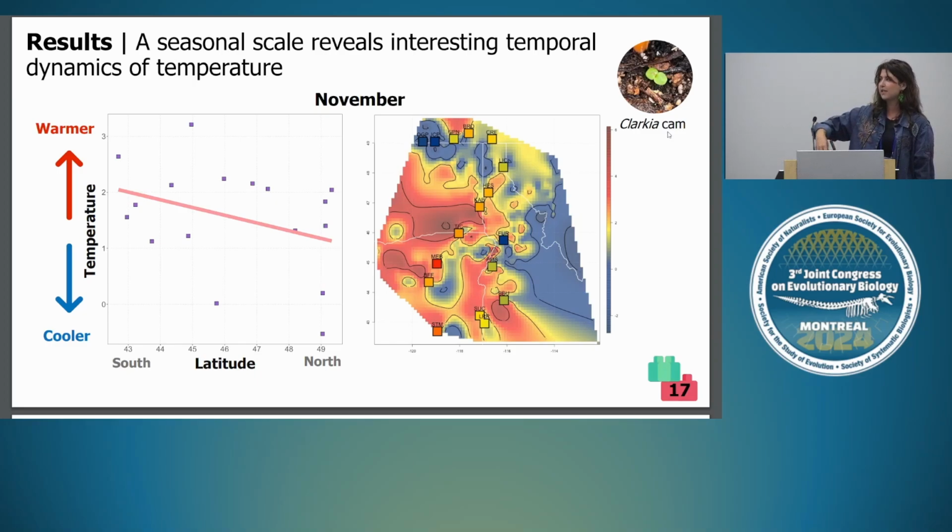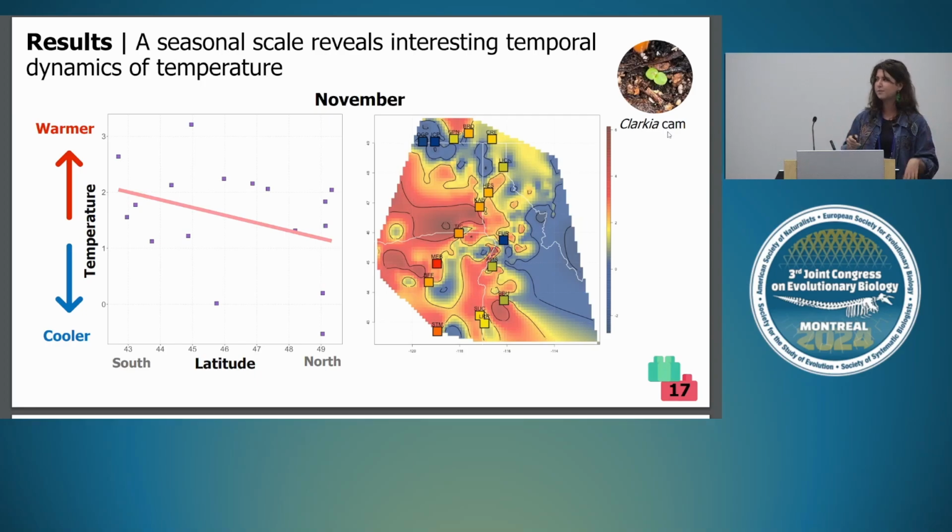And basically points that are higher up are populations that are warmer. Then the plot closest to me is a heat map, basically representing the same thing, but through space throughout the range of Clarkia. And then I also have a Clarkia cam up in the corner closest to me, just to remind everyone about what's going on with the plant during this time.